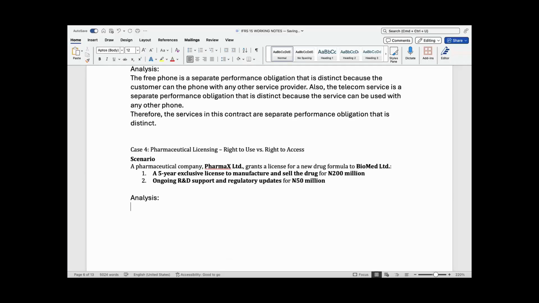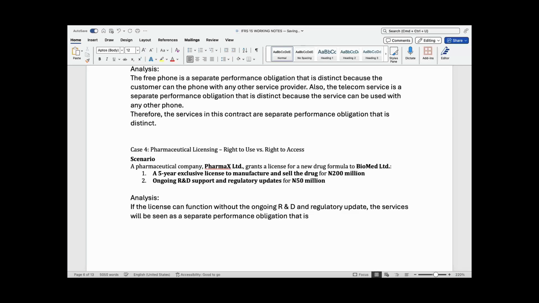I will say that if the license can function without the ongoing R&D and regulatory updates, the services will be seen as a separate performance obligation that is distinct.